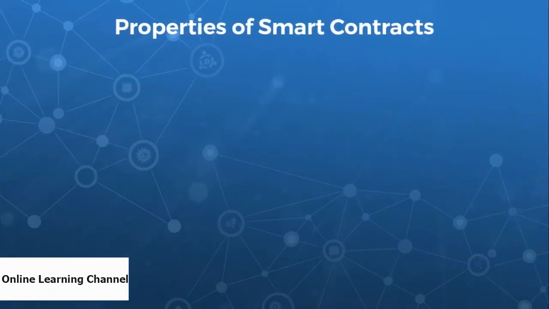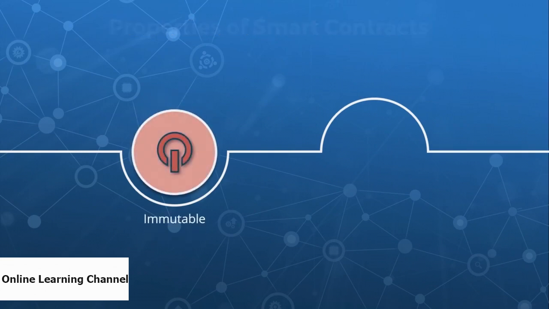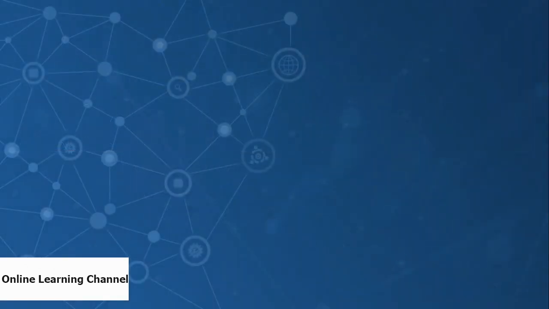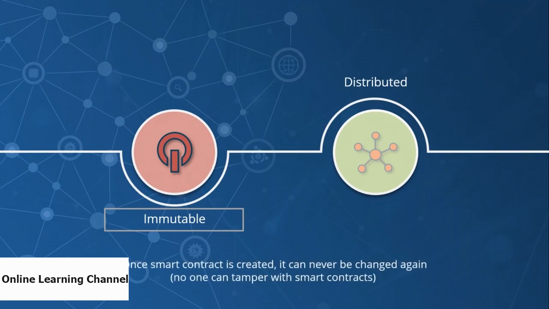Which brings us now to some of the properties of smart contracts. Just like with blockchain transactions, smart contracts are immutable. If you'd like to change the behavior of an existing smart contract, you will need to create a brand new one. Another feature of smart contracts is that they are distributed in the blockchain network. So it's not just a single node which will have a copy of the contract, but all of the participating nodes will be able to access it. One benefit of the immutability of smart contracts is that once they have been created, they can never be changed again. They are effectively tamper-proof.